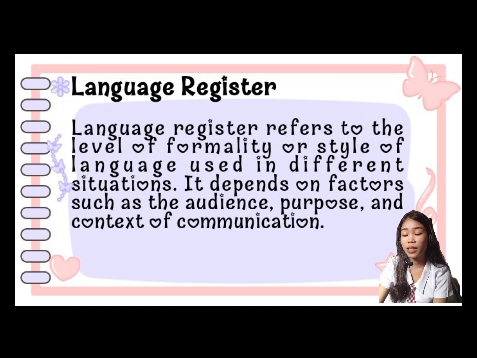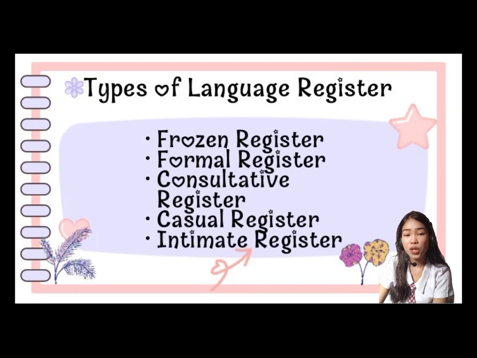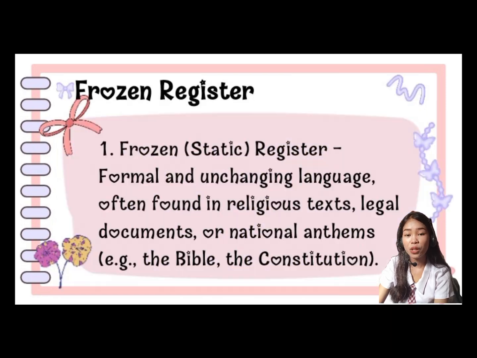By choosing the right register, you ensure that your message is appropriate and effective. So there are generally 5 main types of language register. First is the frozen register, formal register, consultative register, the casual register, and the intimate register. First we start with the frozen register. It is formal and unchanging language often used in religious texts, legal documents, or national anthems.